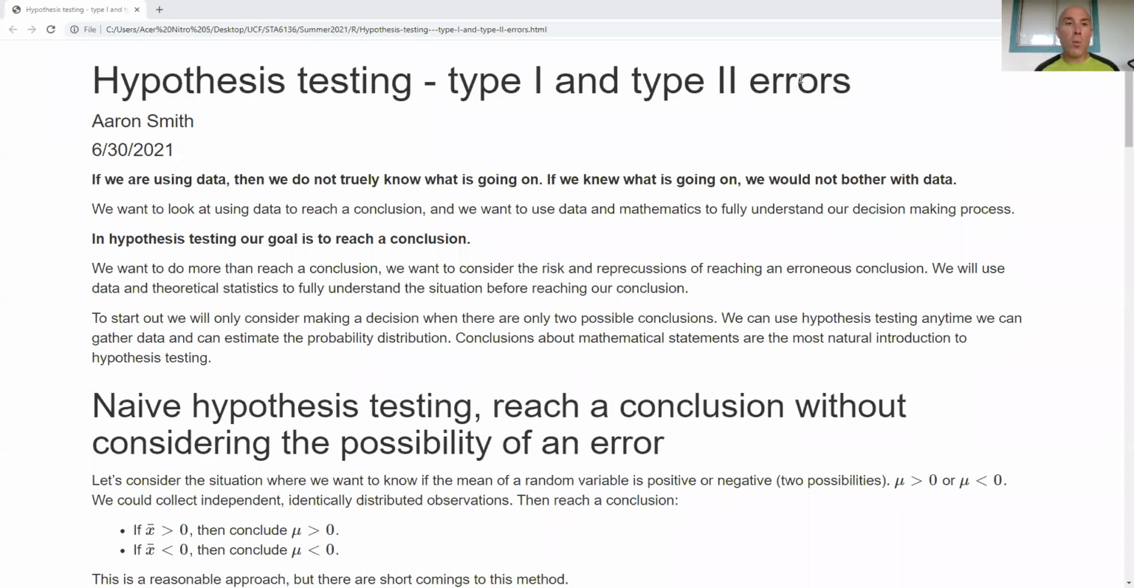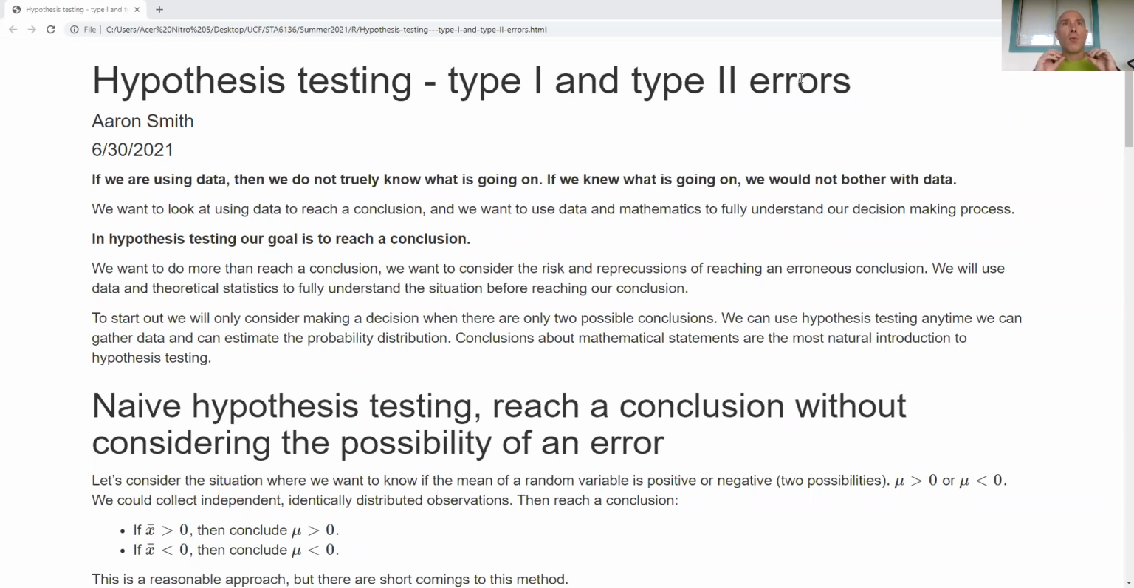Hi, in this video, we want to take a look at hypothesis testing. What we're going to do here is start with an initial framework of making a decision using hypothesis testing. And I'm going to justify why it is that we reach conclusions with this weird approach.